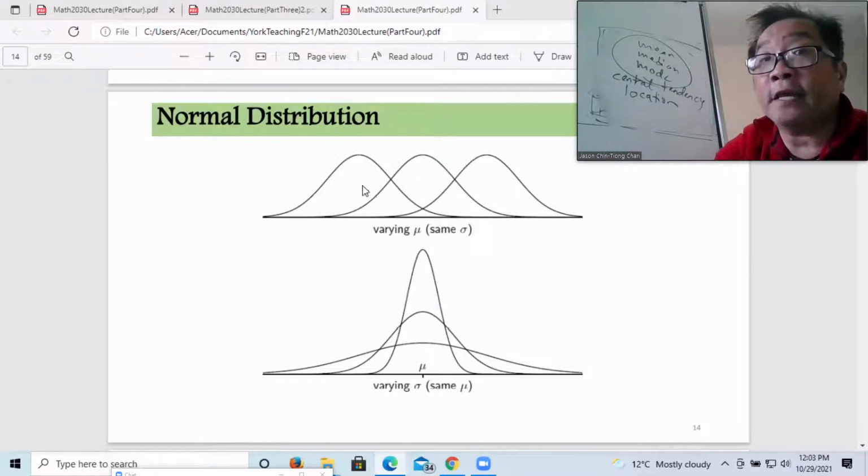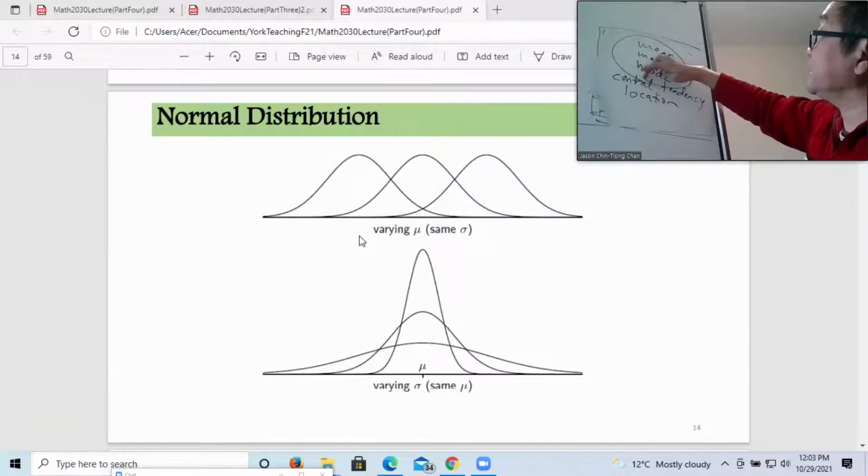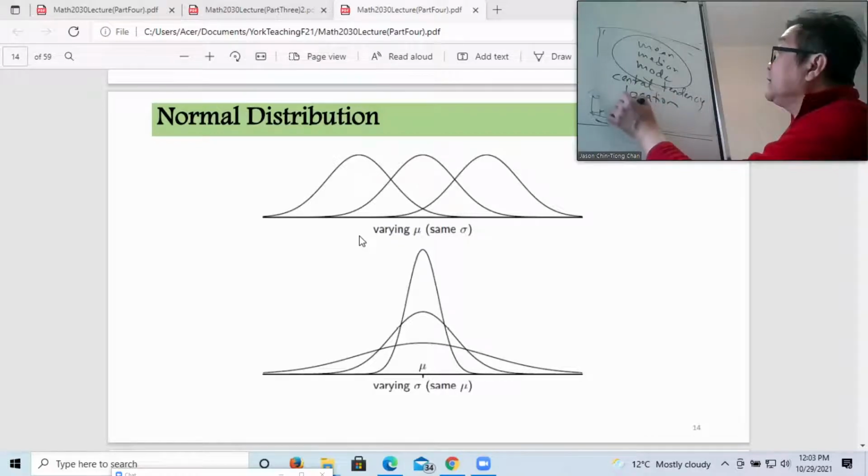You see, the location moves. If they say this is 7, this is 10, this is 10, it cannot be 10, maybe 12. If all are the same, then they have to stay in the same locations. So those three calculations we call central tendency or measure of location.